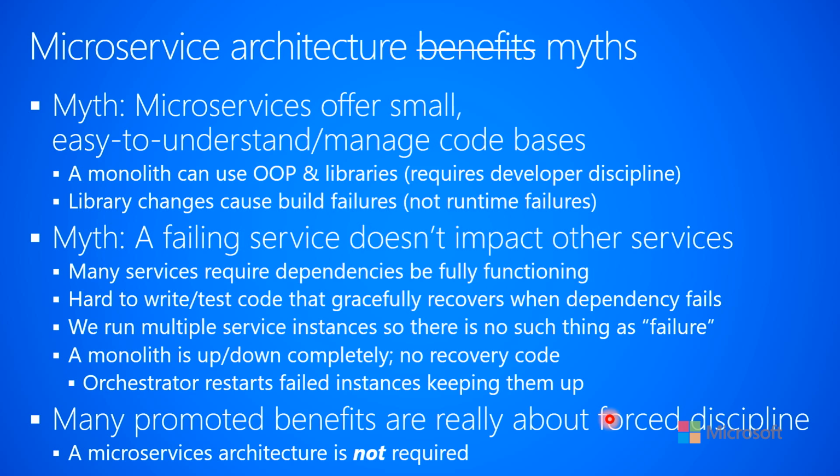Also, a monolith is either up or down completely. Right, so there is no recovery code that you have to write. There is no recovery code that you have to test. And the orchestrator restarts failed instances, keeping them up all the time. What I'm trying to say here is that sometimes it's better to be 100% up or 100% down as opposed to 50% up and 50% down. Right, because when you're in that half state there, you don't really know what's functioning, what's not functioning, and how things are going to work.